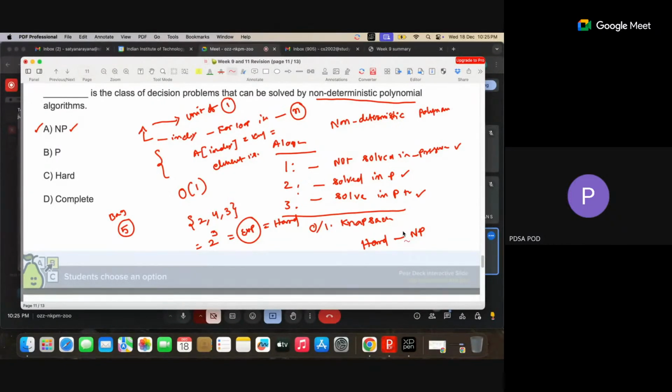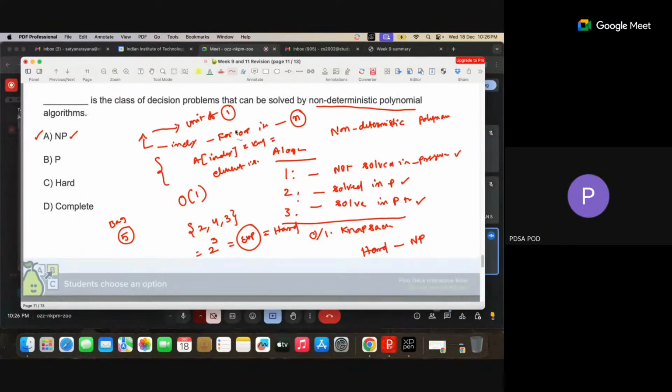Clear? So this is straightforward. Actually, this is only the expanded format of the non-deterministic algorithm. So the right answer is this.